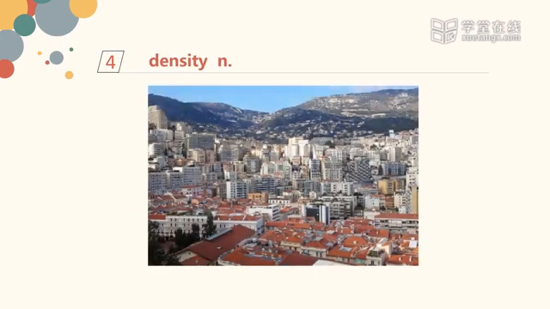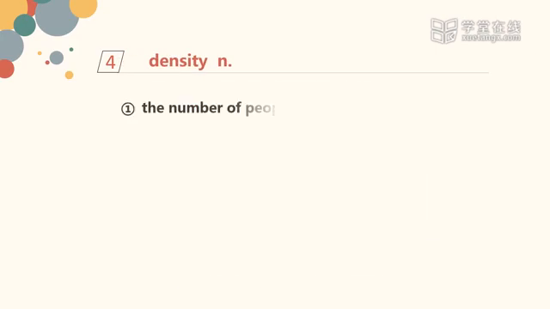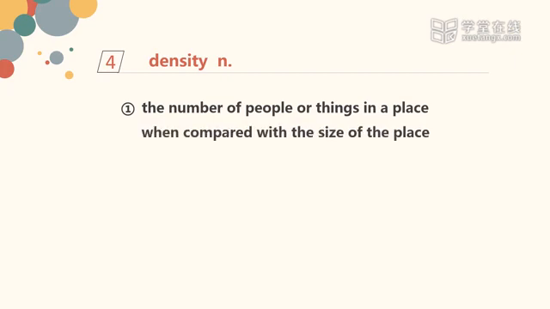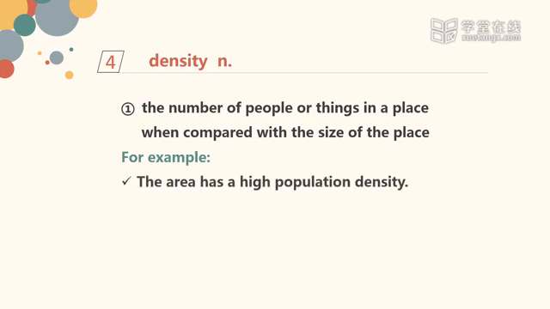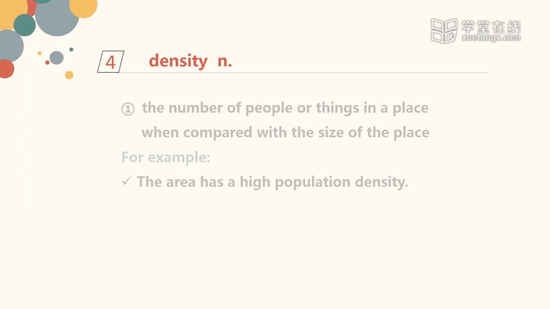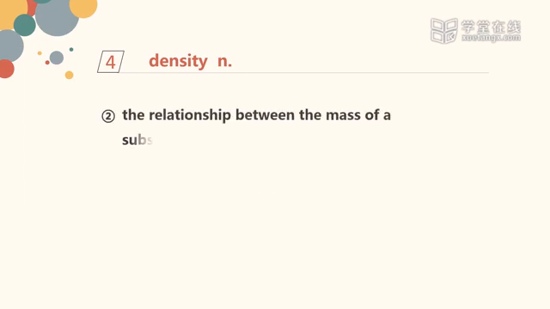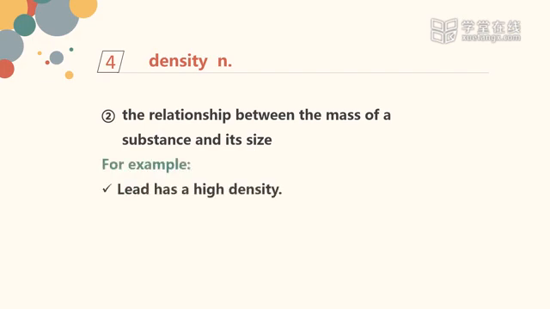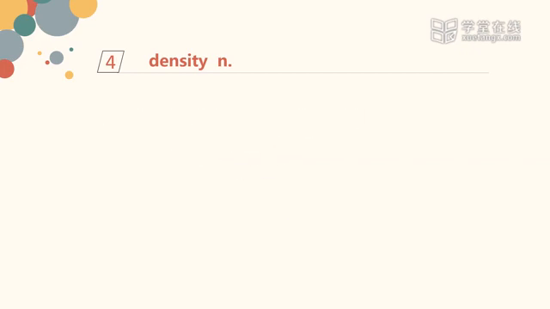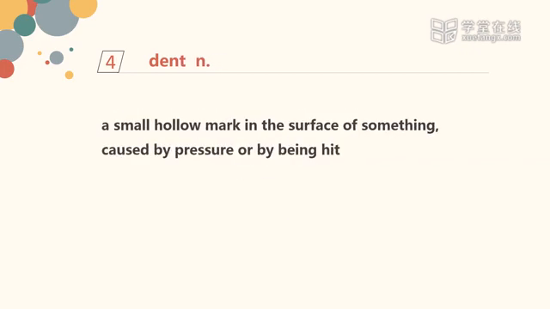Number 4. Density. The number of people or things in a place when compared with the size of the place. For example, the area has a high population density. The relationship between the mass of a substance and its size. For example, lead has a high density. Dent. A small hollow mark in the surface of something, caused by pressure or by being hit.